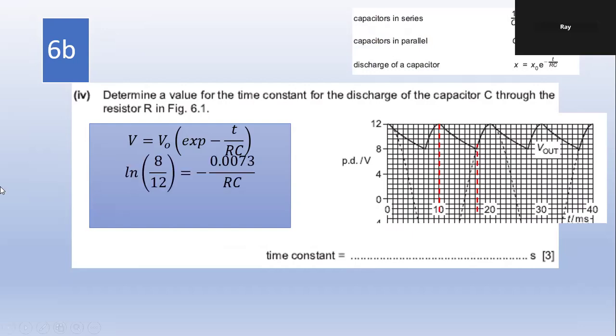And then I take the V naught down and I log it. This is 12. That one is 8, minus the time from here to here. It's about 7, slightly more than 7. So it's 0.0073, right? Millisecond.